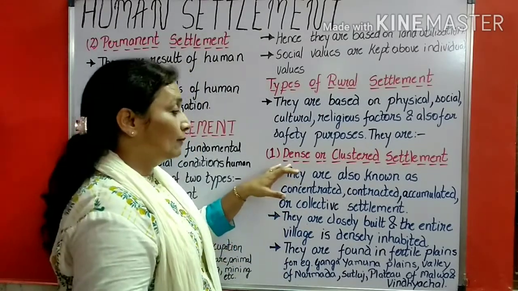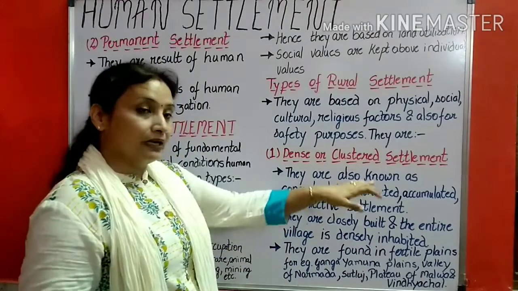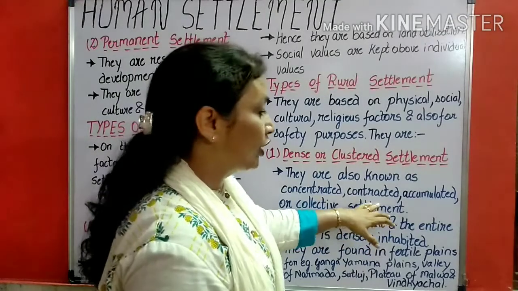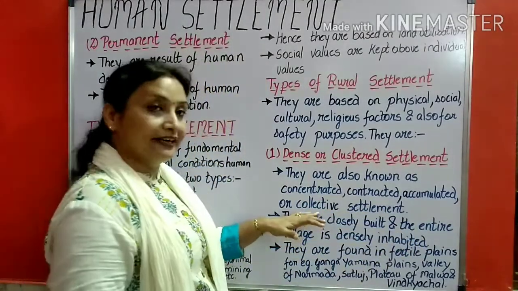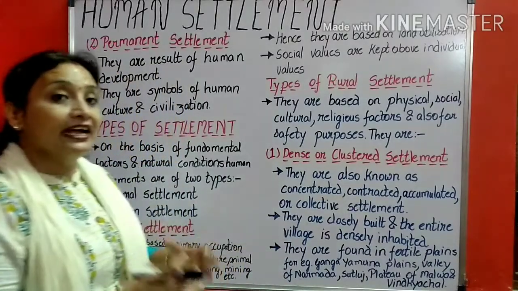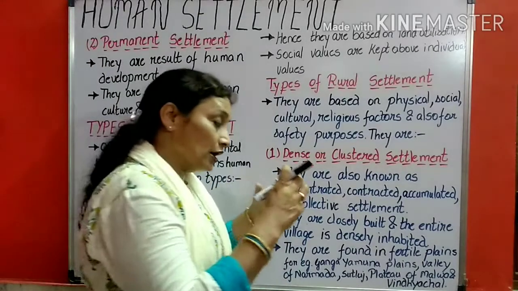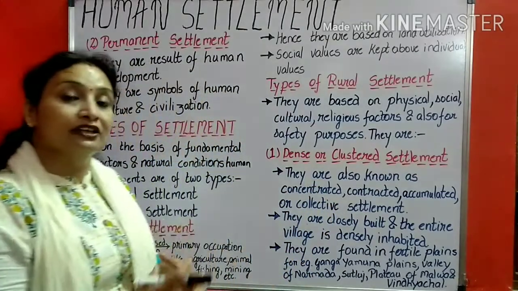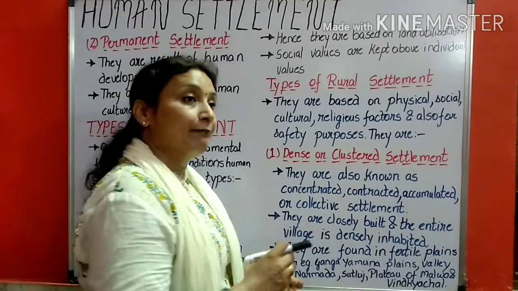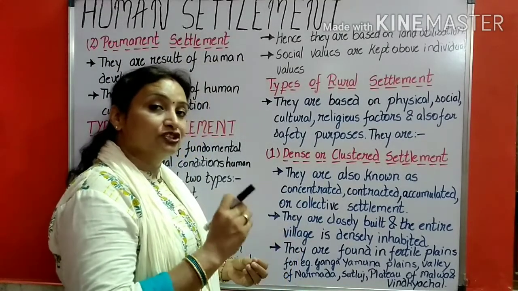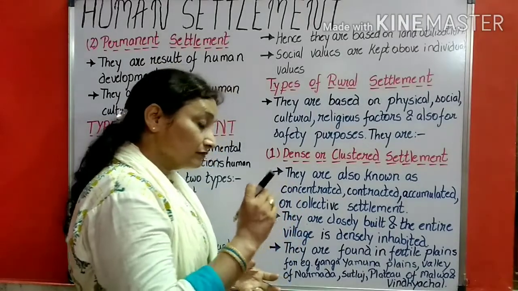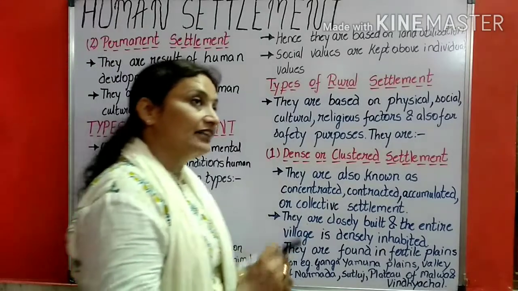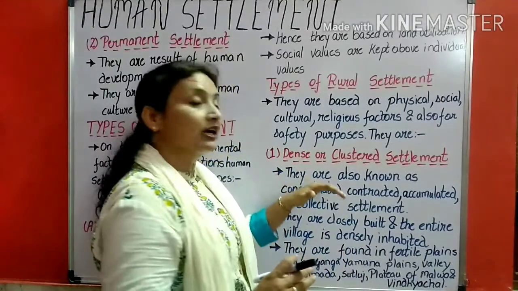First of all, we'll talk about the dense or the clustered settlement. These are also known by the name of concentrated, contracted, accumulated or collective settlement. In this the settlements are densely, closely packed to each other and the population is very high. They are found in the fertile plains. For example, the Ganga-Yamuna plain, the valleys of Narmada, Tapti and the plateaus of Malwa and Vindhyachal. All these are the examples of dense or cluster settlement.